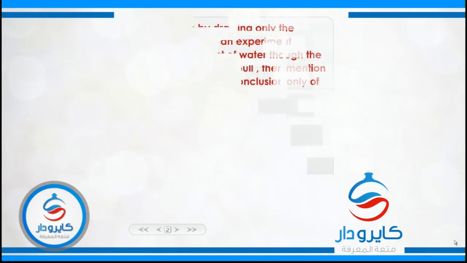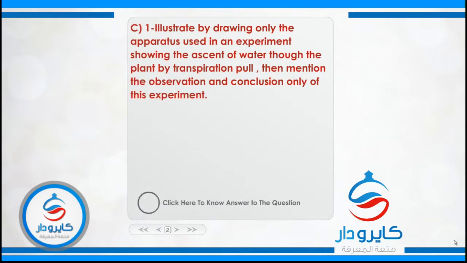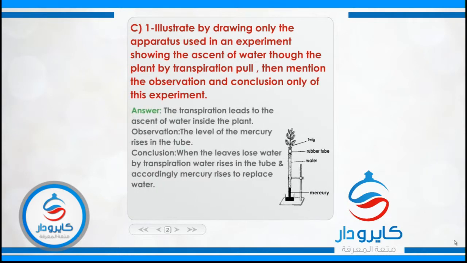The next question: illustrate by drawing only the apparatus that is used in the experiment to show the ascent of water through the plant by transpiration pull. We understand that transpiration pull is a pulling of water from the root to reach the leaf on the higher trees. And the conclusion only of this experiment. That means you should draw the experiment or the apparatus and put the labels on the diagram, and also explain the observation and the conclusion.